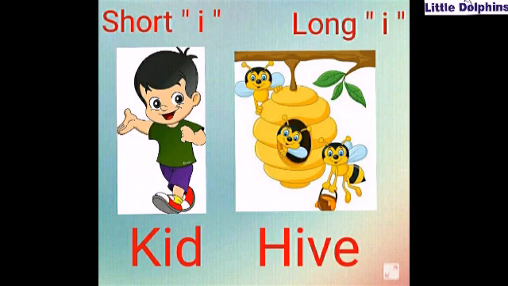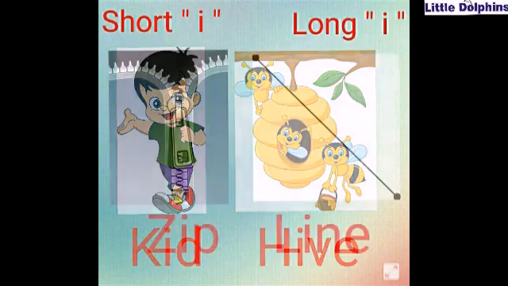Short sound of vowel I is E. Why there is short sound? Because we don't have the vowel E at the end of this spelling. And what will be H-I-V-E? Very good. This is hive.